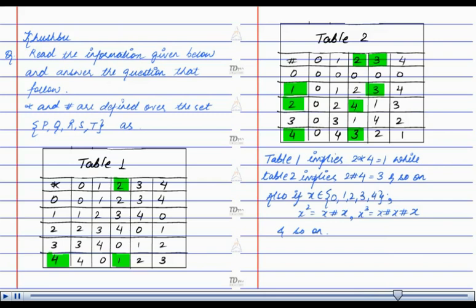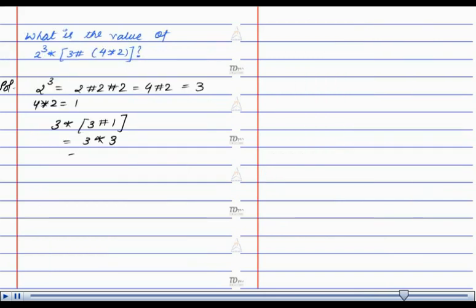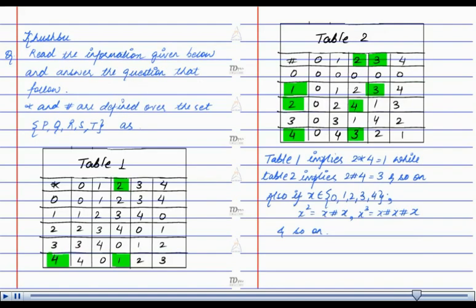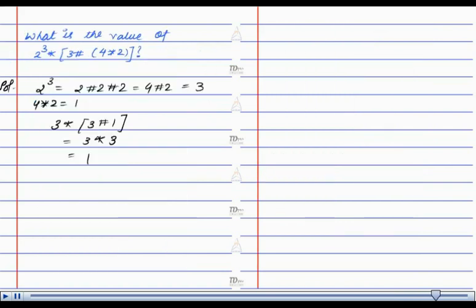So the expression becomes 3 star 3, which again from the table can be seen to be 1. So the required answer is 1. This is the required solution.